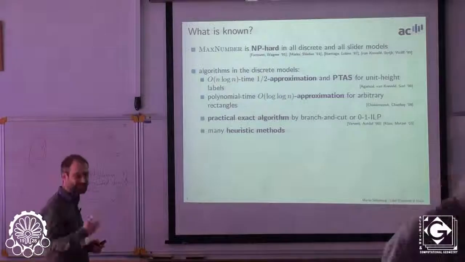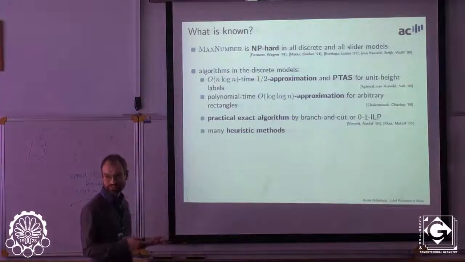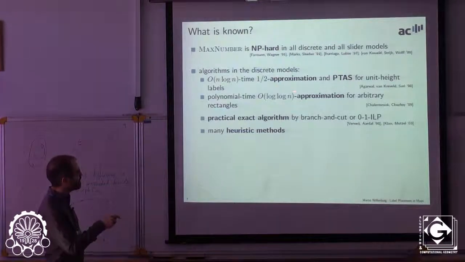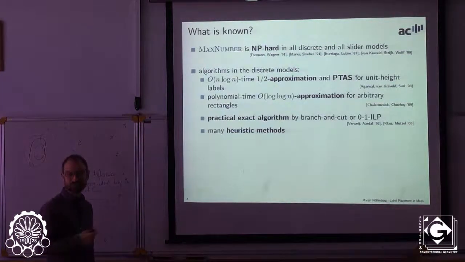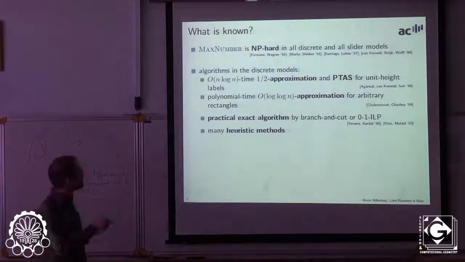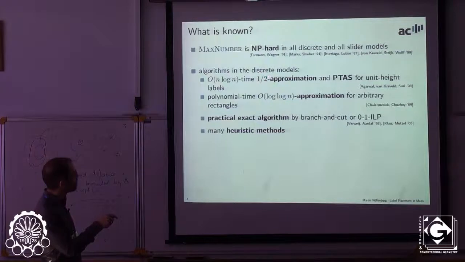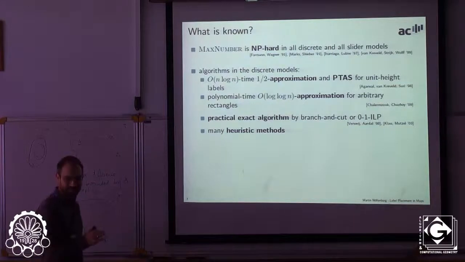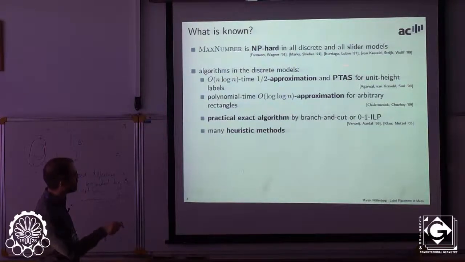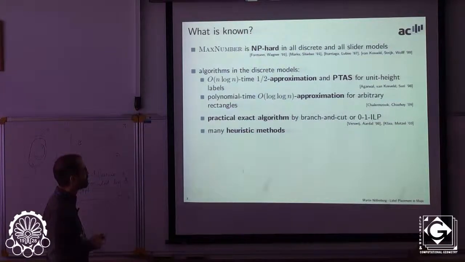So if things are hard, you need to do different strategies of coping with the situation. One of them is to study approximation algorithms, and that usually works reasonably well for labeling. So for example, there is an n log n time, or pretty fast, algorithm getting you a 1/2 approximation for unit height labels. So now you can think maybe unit height is kind of a strong restriction. But for text names, it's usually not that much of a restriction, because if you say every city gets the name in a single row, in a single line, no line breaks, then this is a unit height rectangle, because our font has a certain height and we can vary the width. So that's kind of useful, and there's even a PTAS if you want to go closer.